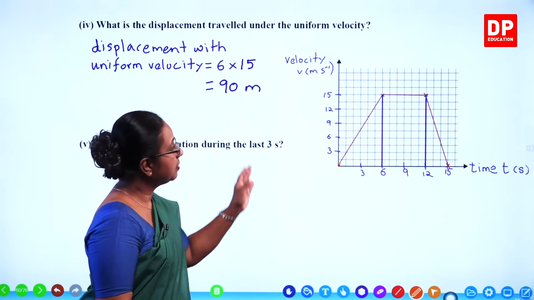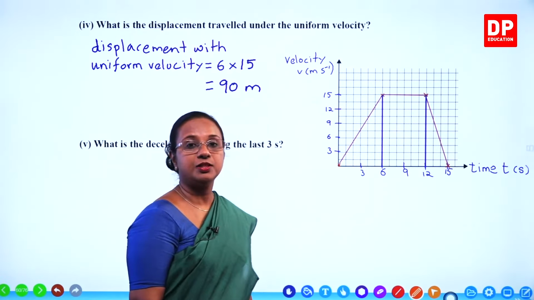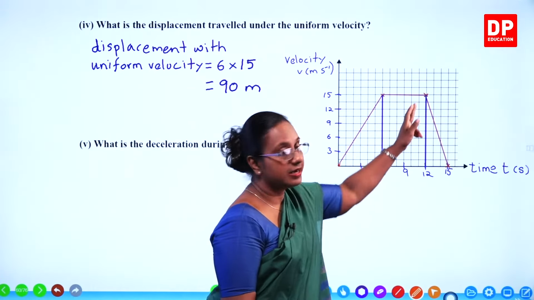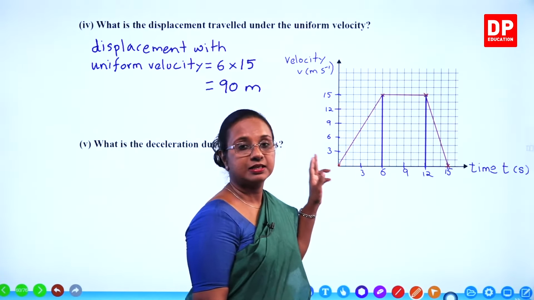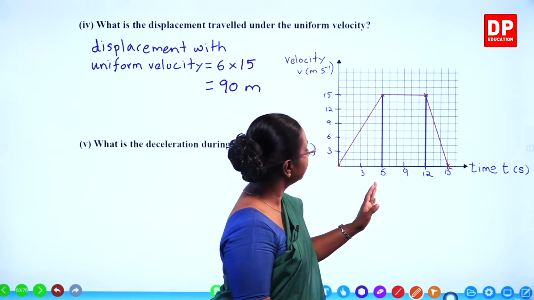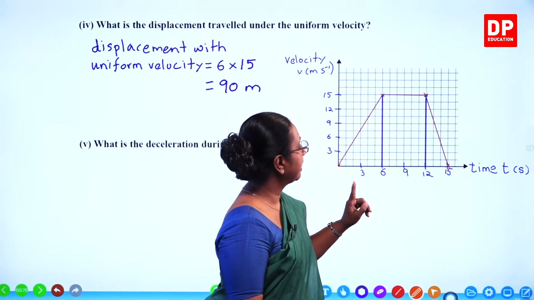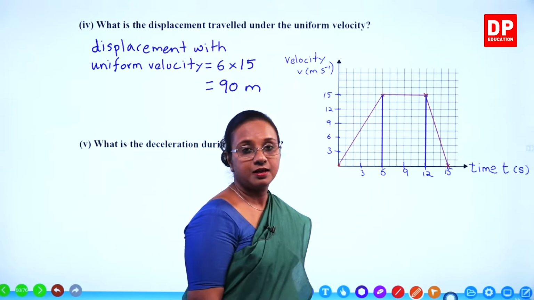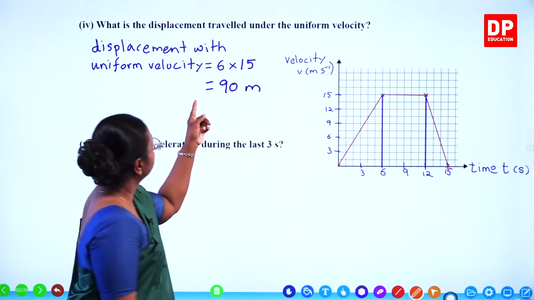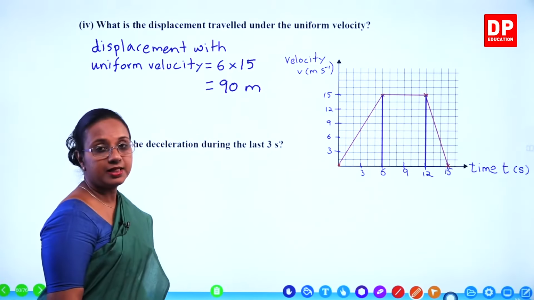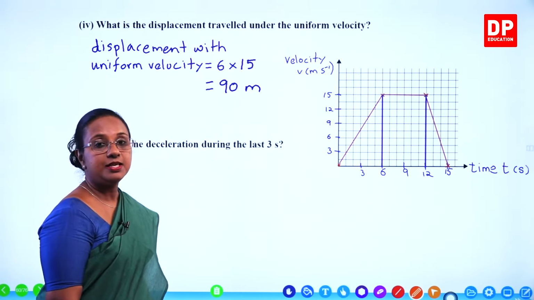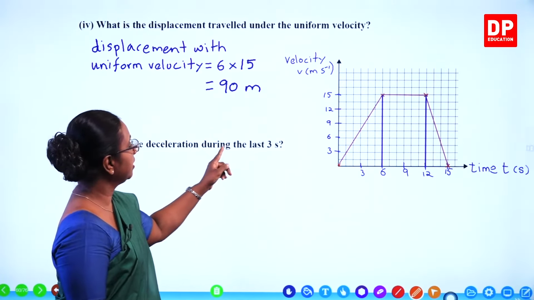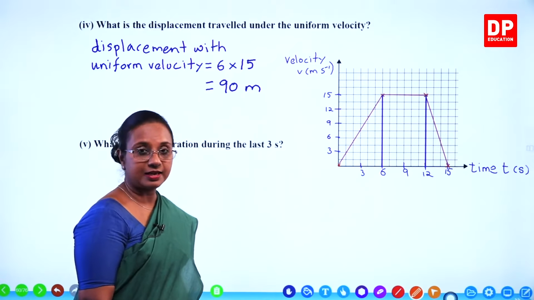So students, when the object moves with uniform velocity, this is the area under the graph. It will be either a square or a rectangle, and for the area of the rectangle, the length is this and the breadth is the height. So 6 into 15, we get the value as 90 meters. What is the deceleration during the last 3 seconds?